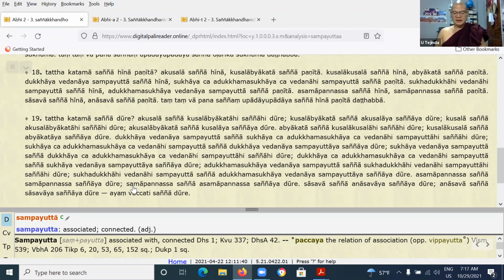Asamapanasa Sanya Sadike. Samapanasa Sanya Sadike. Sasava Sanya, Sasavaya Sanyaya Sadike. Anasava Sanya, Anasavaya Sanyaya Sadike. Tattavapana Sanya Sadike. So we have here Tattavapana Sanya, Upadaya Upadaya Sanya, Dure Sadike. Here also, you see, only Sadika and Dura, already done.